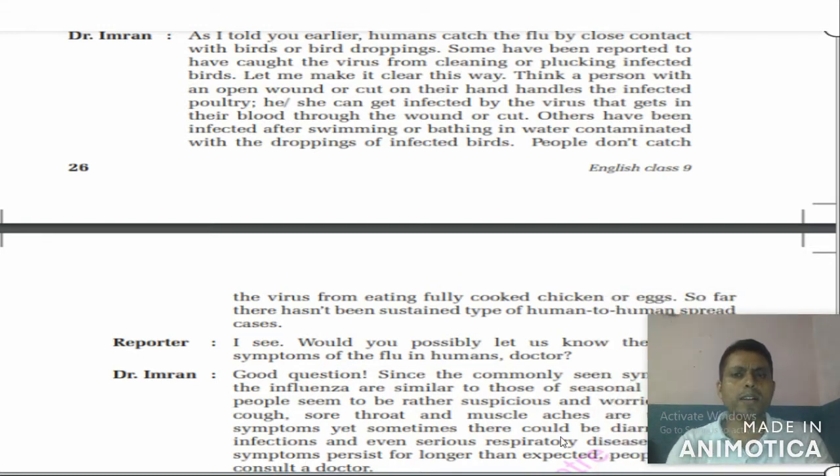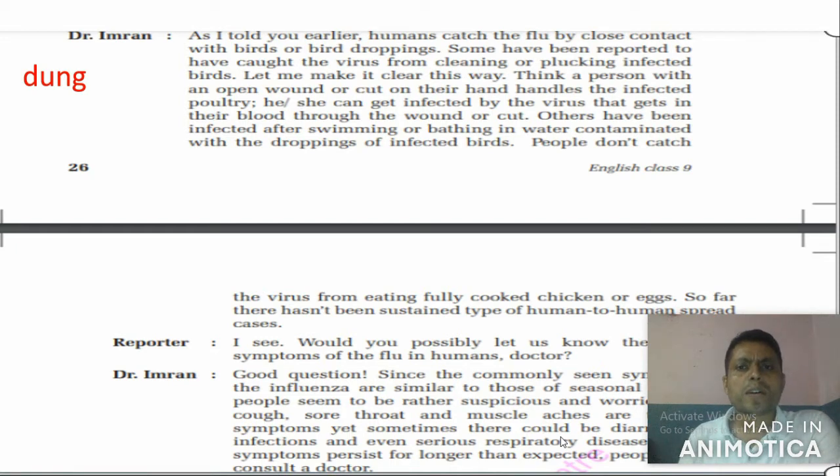Now you have to look at the word dropping very carefully. What does dropping mean? What is the contextual meaning of this? With birds or bird droppings, here the meaning of dropping is dung. So animal dung, right? Just as we say cow dung, buffalo dung. So this is solid waste, released from an animal's body. So this is called, let's say, junk. Here, dropping means the junk of the bird.